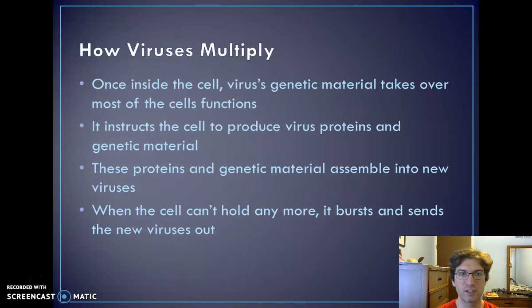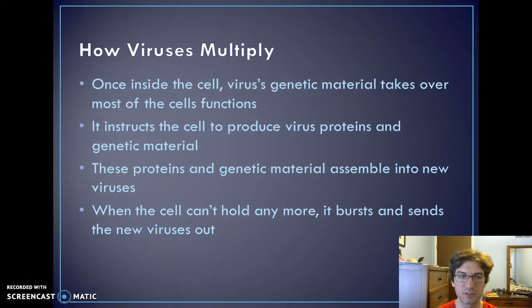So once inside the cell, the virus's genetic material is going to be taking over. It's going to be hijacking, very much like a computer virus can hijack your computer. This genetic material holds instructions. On these instructions, it will tell the cell what to do. So instead of the cell doing the normal cell stuff that its original genetic material wants to do, it will do what the virus wants it to do. Basically, the virus is just going to say, hey, let's make more viruses.